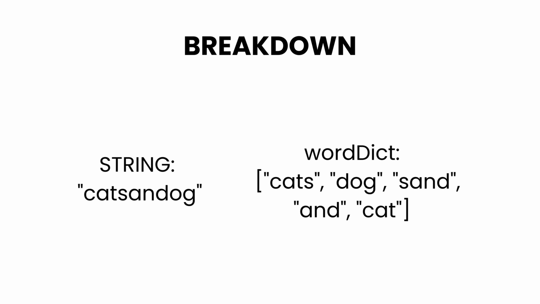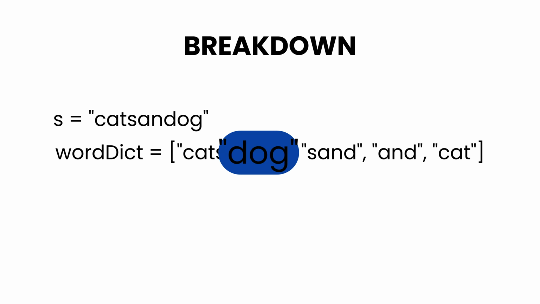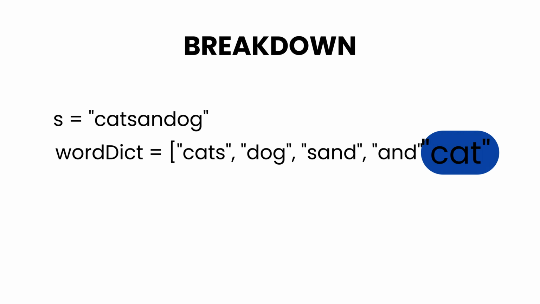Let's break down the word break problem. We're given a string S and a list of words, word dict. The challenge is, can we split S into a sequence of dictionary words? For example, if S equals "catsanddog" and word dict equals ["cats", "dog", "sand", "and", "cat"], can we build S using just these words, without reordering or skipping letters? We want a Boolean answer, yes or no.